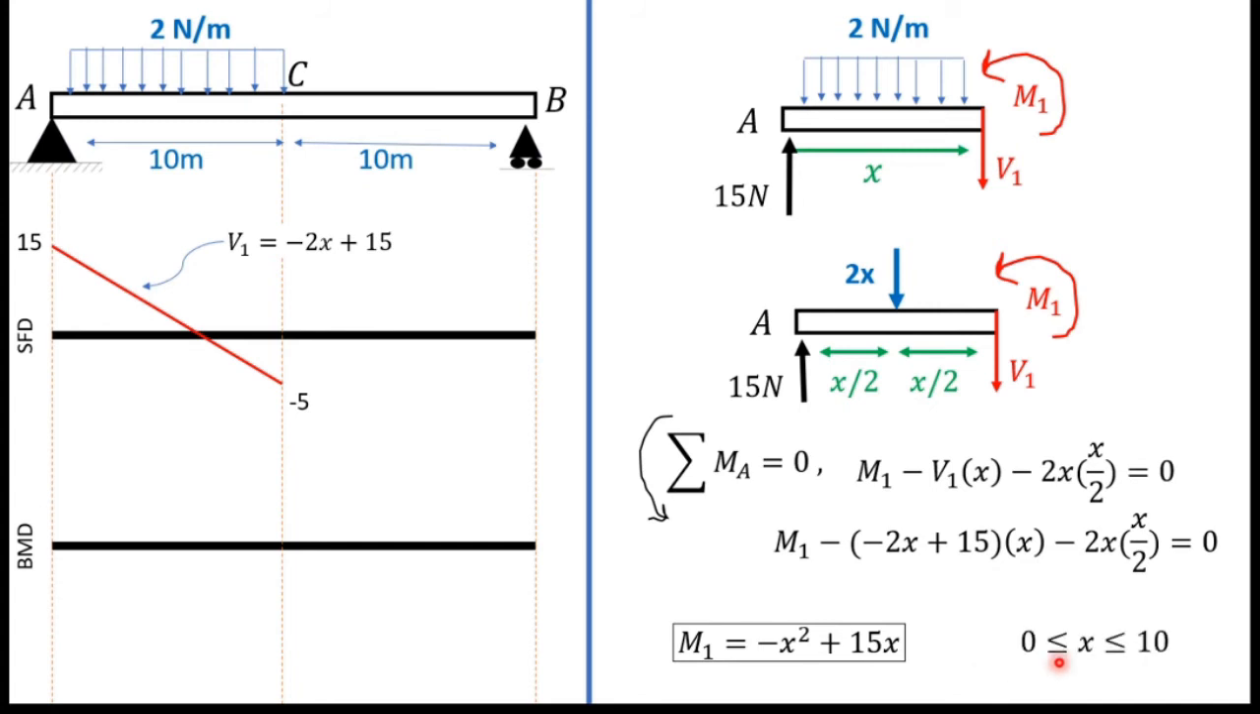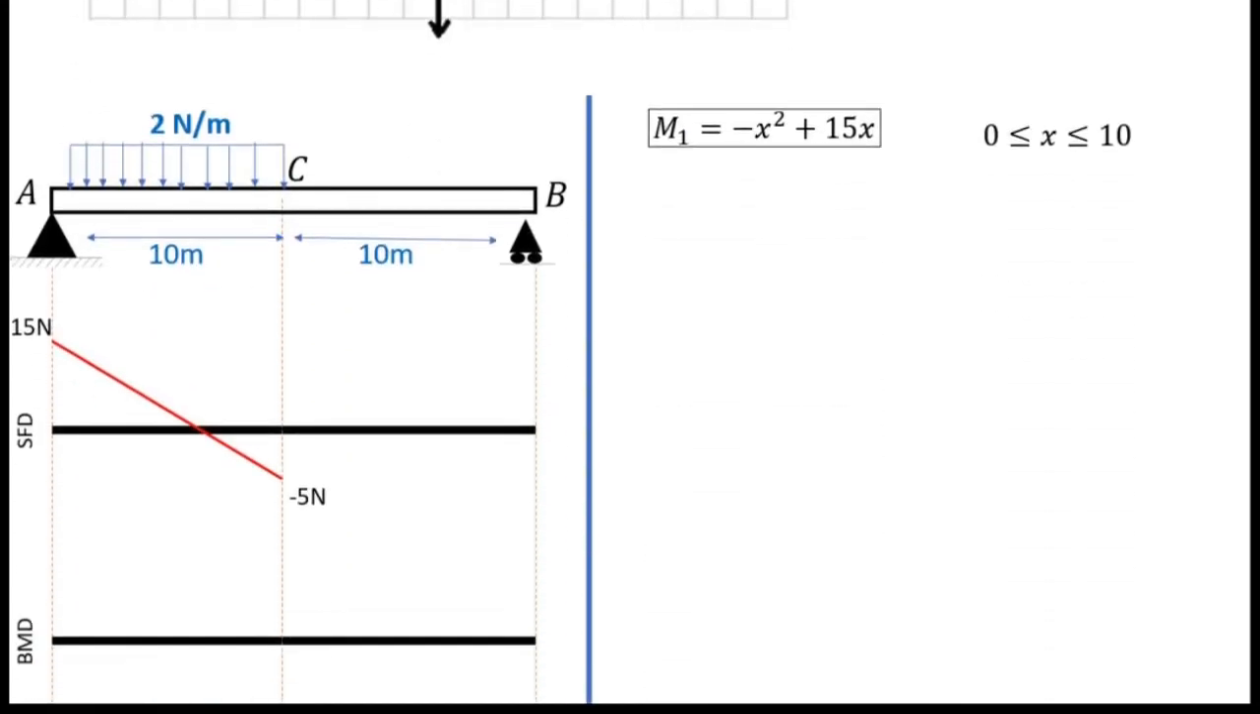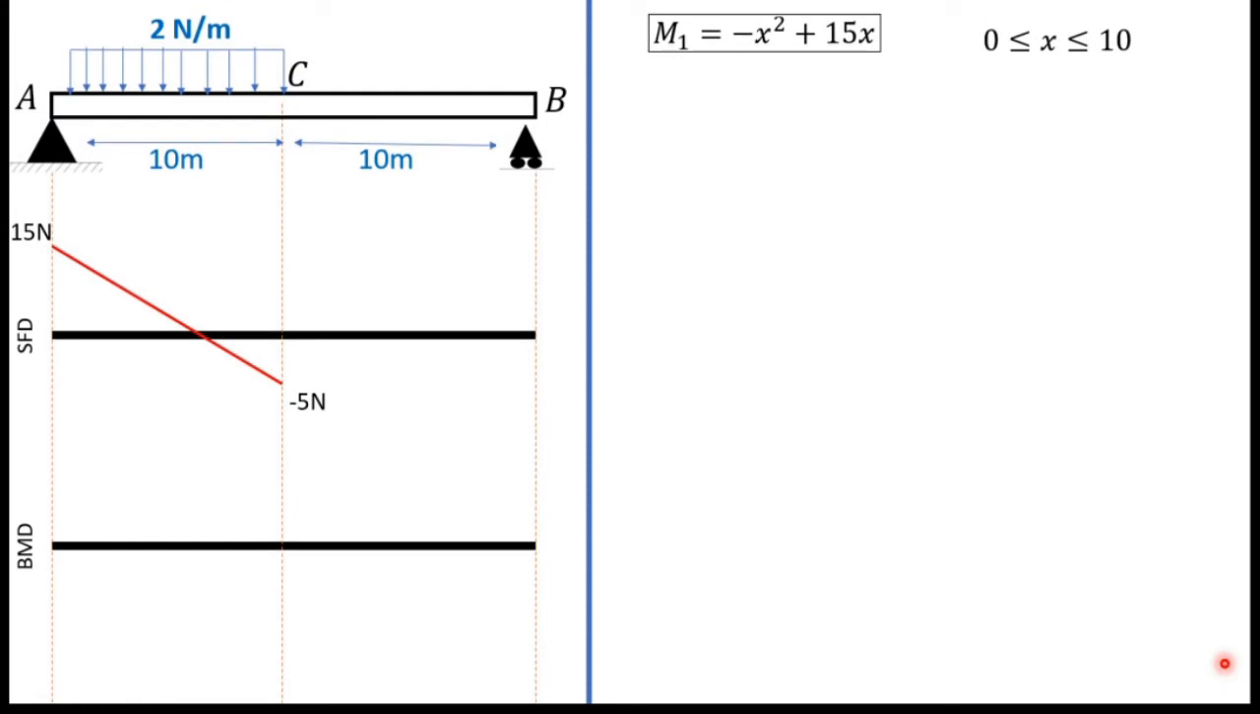And here also the range is 0 to 10. So this is graph paper. This is my function M1 equals minus x squared plus 15x. So it's like y equals minus ax squared plus bx. So you can see it's a curve, and here also I have to find the starting point and ending point. For that I will find M1 when x equals 0, it's M1 equals 0, and when x equals 10, M1 equals 50.